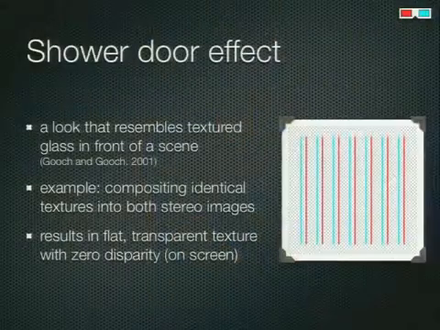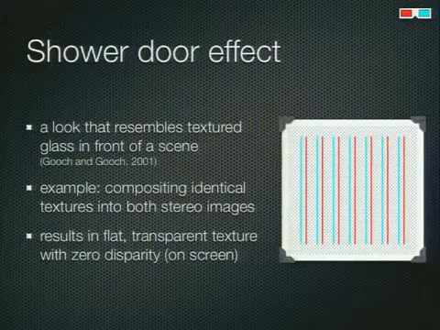The second category in our taxonomy of stereo issues is the shower door effect. This is a term used in non-photorealistic rendering literature and describes the effect as if you're looking through some frosted glass. Here there are some lines behind the screen, and these dots are on the screen plane. They detract and make it quite difficult to fuse the lines in the background. The easiest example is if a texture is composited into both stereo images, because that results in a zero disparity plane directly on the screen, and then you have to look through that before you can see the actual content of the scene. The example that I showed before was this glass effect.